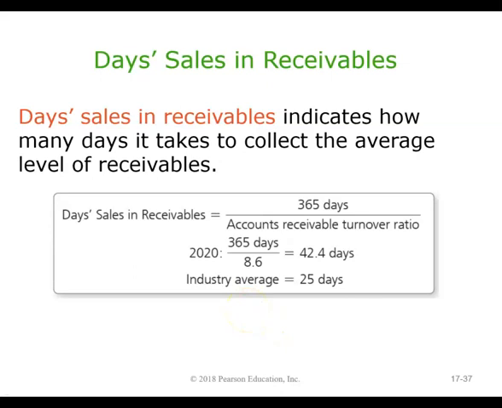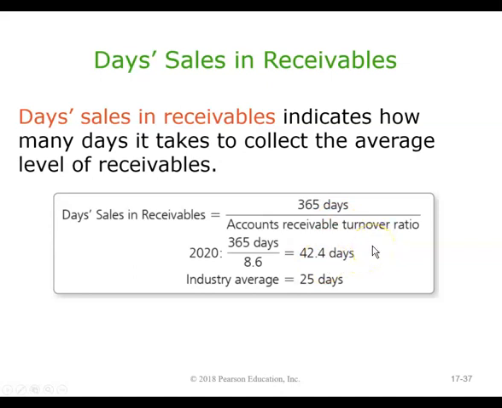So here's what you're going to do. You're going to say 365 days divided by, and this is the number you got on the previous slide, accounts receivable turnover ratio. So 365 days divided by 8.6, it has taken me 42.4 days on average to collect. So some of my customers are late, and that could indicate that I need to change my credit policies.